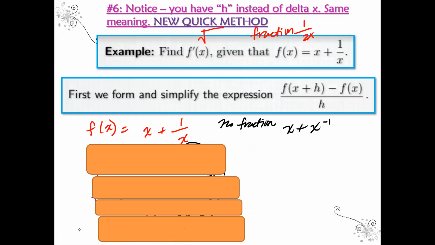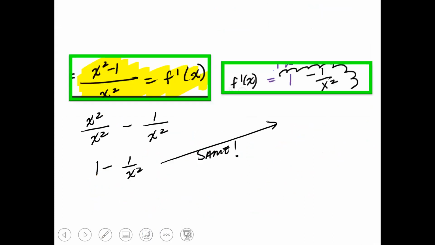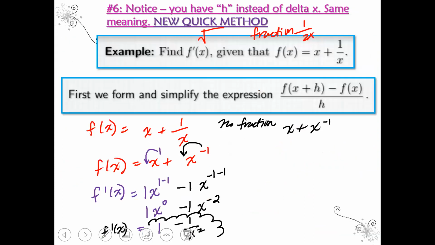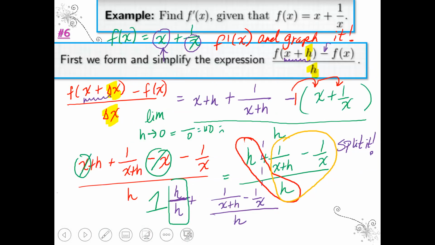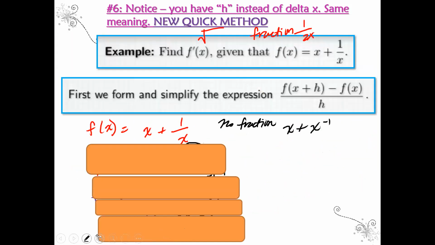Or what you can do is go ahead and use the second method, which is simply using the power rule. So this is what I have. f of x is equal to x plus 1 over x. No fractions, so I would need to write x plus, move this one up, x to the negative 1 power.